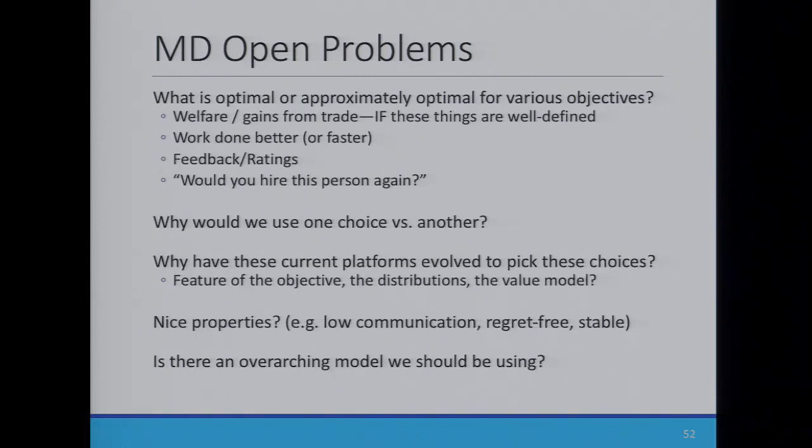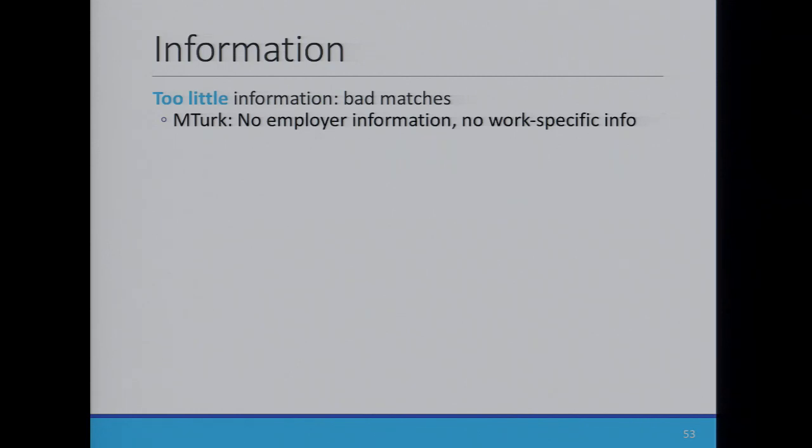So this is what I'm going to say about mechanism design, and I'm going to focus on a couple other problems in online labor markets. One is information. So if there's too little information, we wind up with bad matches. For example, in Mechanical Turk, the employees can't see anything about the employers. They also don't have any work-specific information, so nobody can know if I'm really good at telling what a cat is, or if I'm really good at translation. Nobody can tell that about me, so it doesn't allow me to form good matches, because everybody looks equivalent to me.